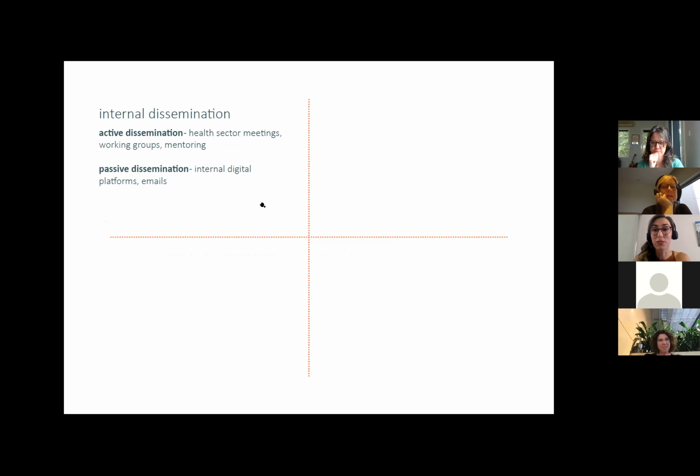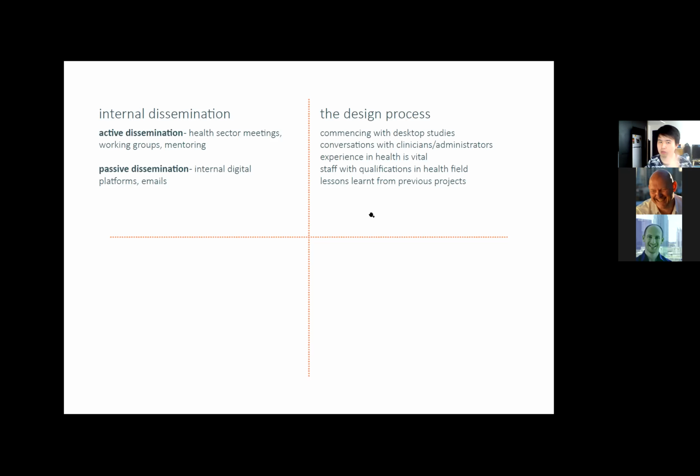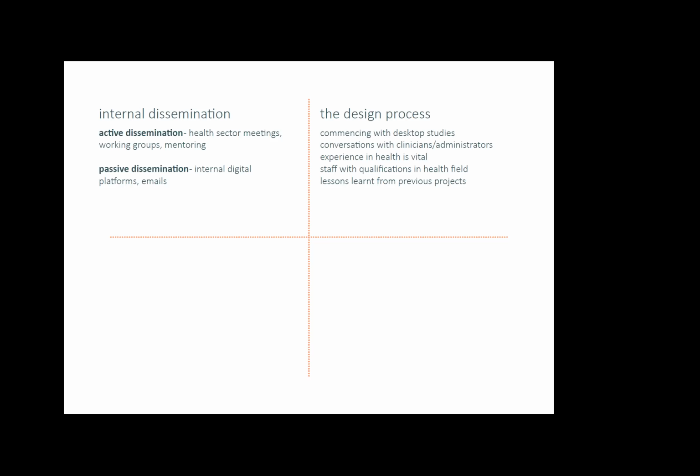Firstly, internal dissemination. There's a mixture of active dissemination, which is to do with health sector meetings, working groups within health teams and mentoring processes, as well as passive dissemination like internal digital platforms, the intranet, and emails to staff. In the design process, they spoke about commencing with desktop studies, conversations with clinicians and administrators, so that's more to do with user group studies.